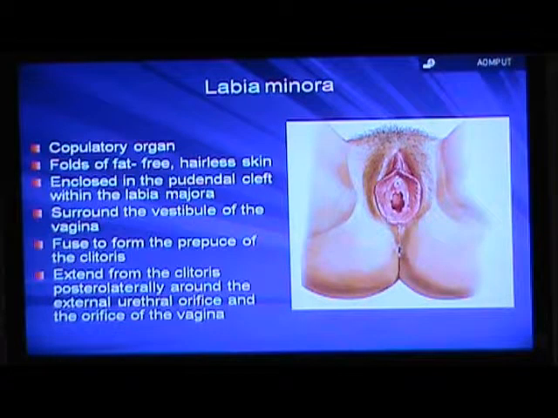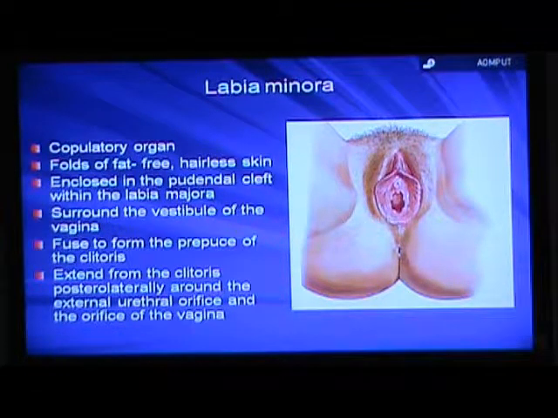Labia minora are also the copulatory organs. The labia minora are folds of hairless skin. They are enclosed in the pudendal cleft within the labia majora. Labia minora surround the vestibule of the vagina.